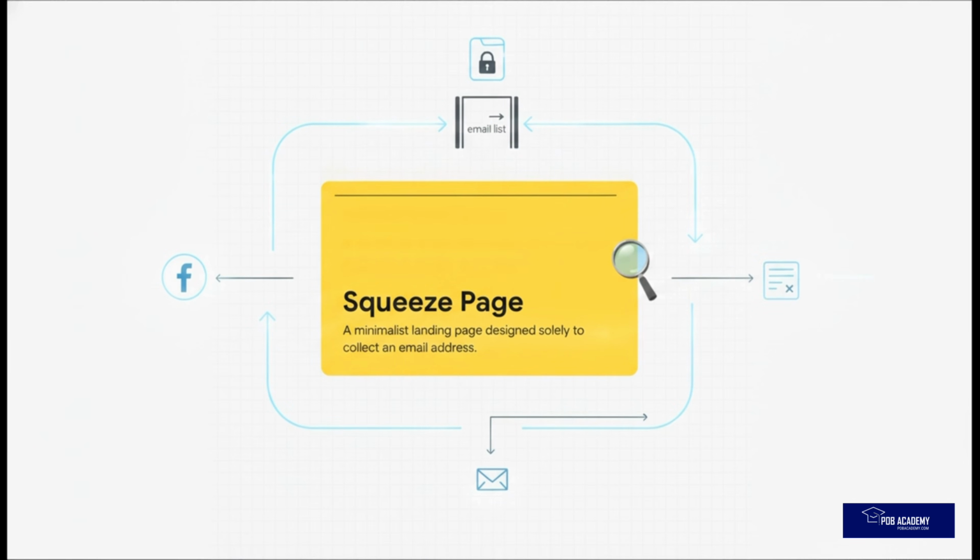Regardless of the platform you choose, your first major build is the squeeze page. Using all-in-one marketing platforms like Systeme.io, you need ruthless simplicity here. You strip away all the menus, the headers, any potential distractions.